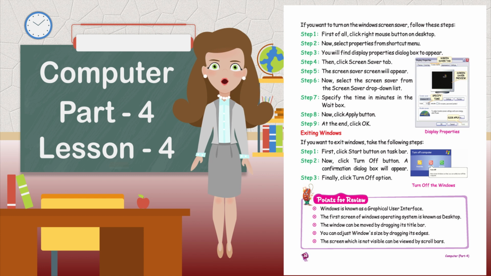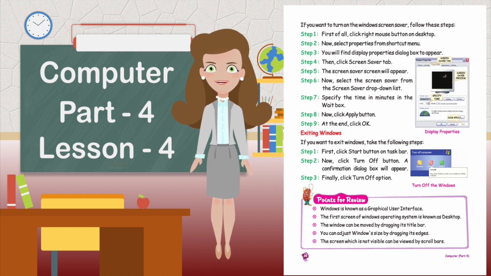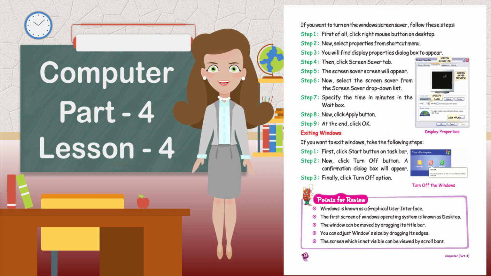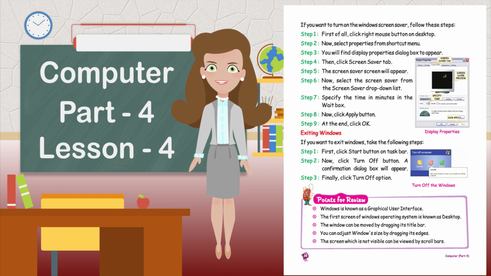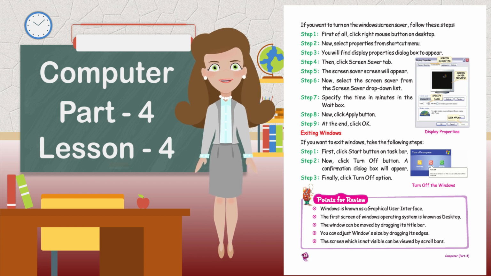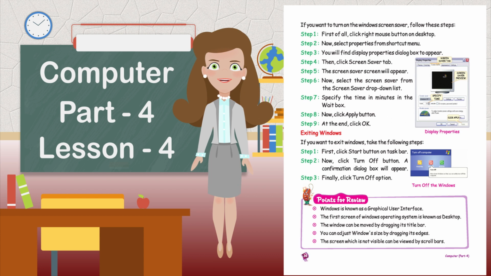Points for review. Windows is known as a graphical user interface. The first screen of Windows operating system is known as desktop. The window can be moved by dragging its title bar. You can adjust Windows size by dragging its edges. The screen which is not visible can be viewed by scroll bars.